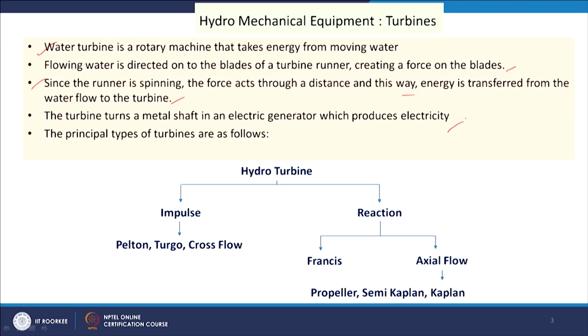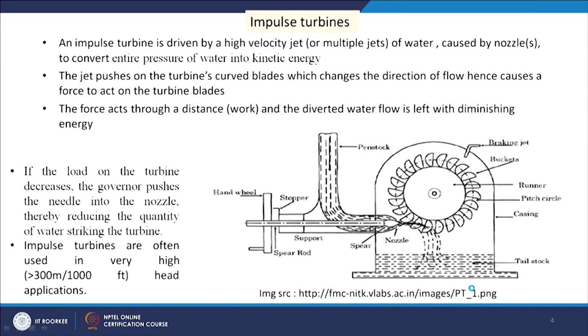The principal types of turbines are basically impulse and reaction type. Examples of impulse are Pelton, Turgo and cross flow, whereas for reaction it is Francis and Kaplan. Kaplan is basically an axial flow turbine. Propeller, semi-Kaplan and Kaplan, these are types of turbines.